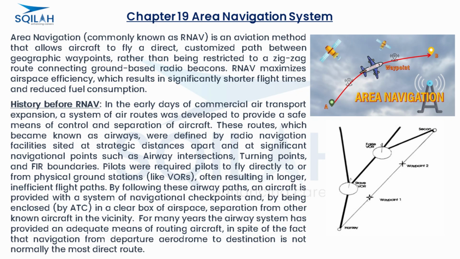Area Navigation System. Area navigation, commonly known as R-NAV, is an aviation method that allows aircraft to fly a direct, customized path between geographic waypoints, rather than being restricted to a zigzag route connecting ground-based radio beacons. R-NAV maximizes airspace efficiency, which results in significantly shorter flight times and reduced fuel consumption.